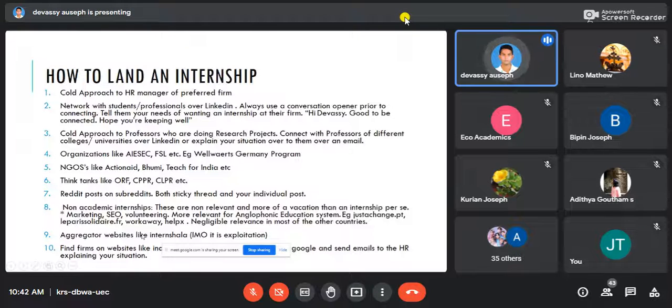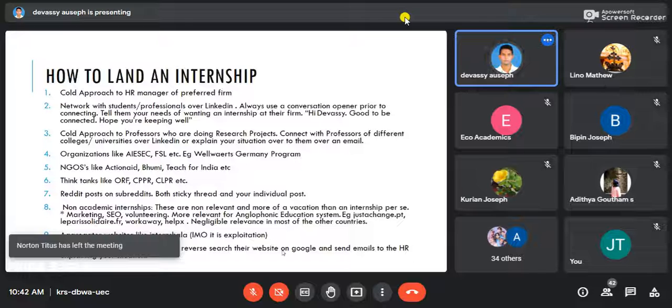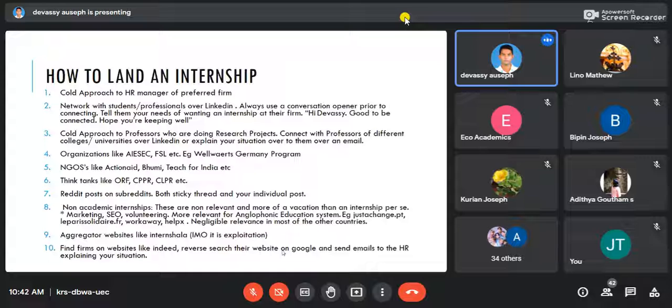Now there are aggregator websites like Internshala also. So everybody knows about Internshala. I don't have to explain it. Then the last thing you can do is you can use websites like Indeed or Naukri and find companies.